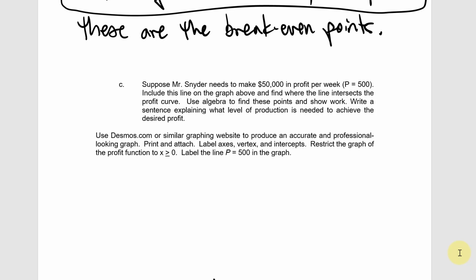So then moving on to part C, suppose Mr. Snyder needs to make 50,000 in profit per week, which is when P equals 500. Include this line on the graph above and find where the line intersects the profit curve. Use algebra to find these points and show work. Write a sentence explaining what level of production is needed to achieve the desired profit. So we want a profit to be 50,000, that is P equals 500. So let's figure out what values that requires.